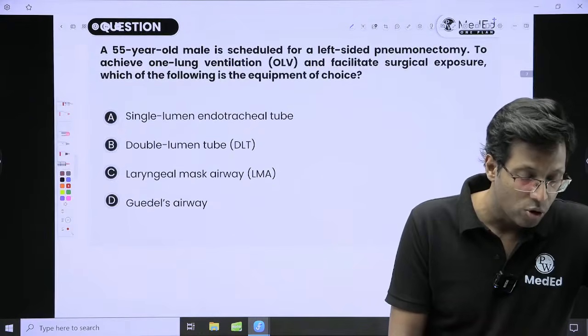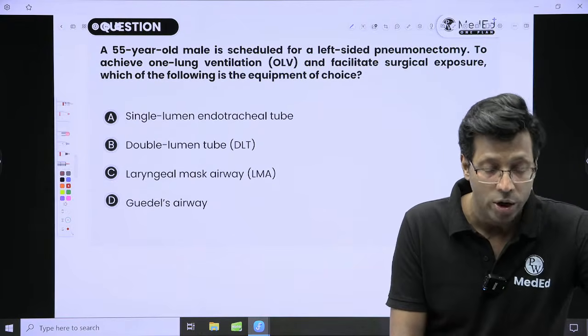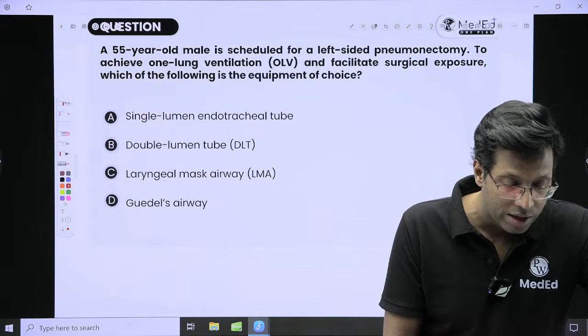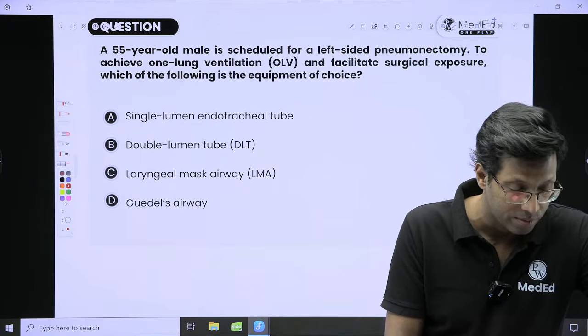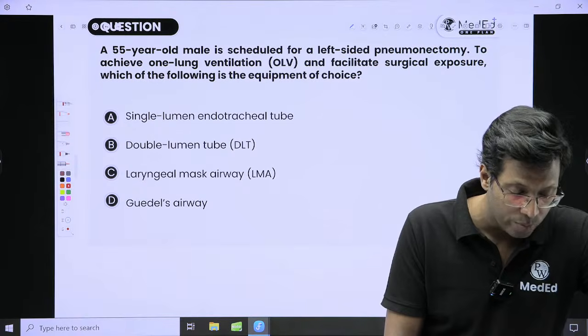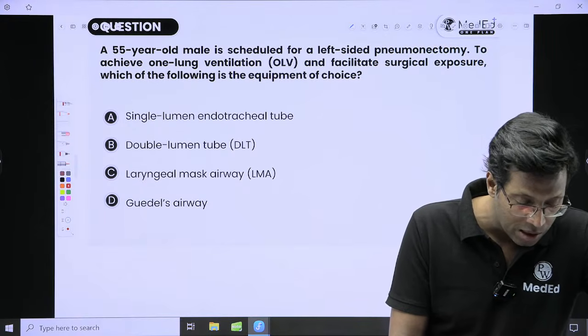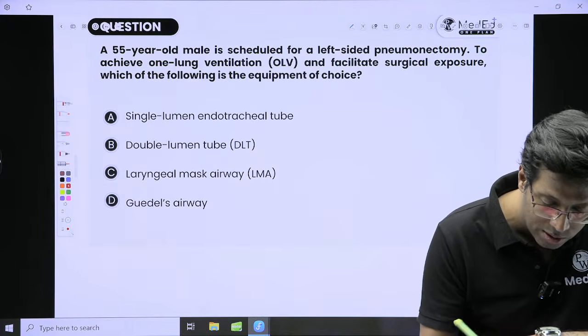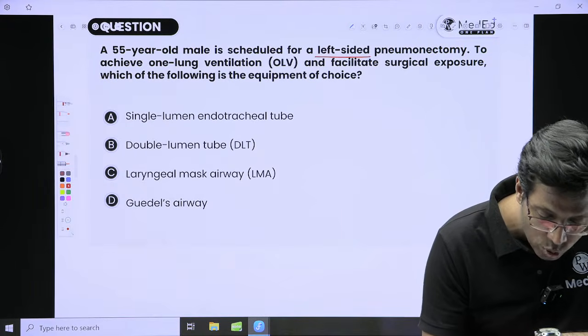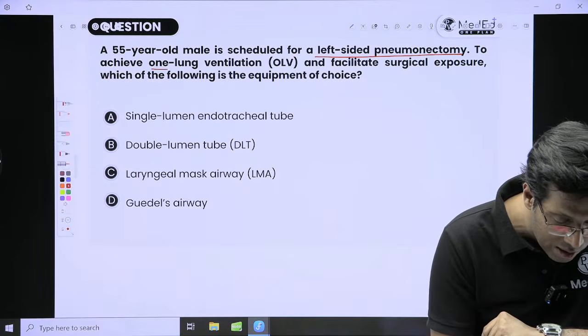A 55-year-old male is scheduled for a left lung pneumonectomy. To achieve one lung ventilation and facilitate surgical exposure, which of the following is the equipment of choice? Single lumen endotracheal tube, a double lumen tube, laryngeal mask airway, or Guedel's airway? All of you know the answer. It's given in the name itself: left-sided pneumonectomy, and you have to achieve one lung ventilation.